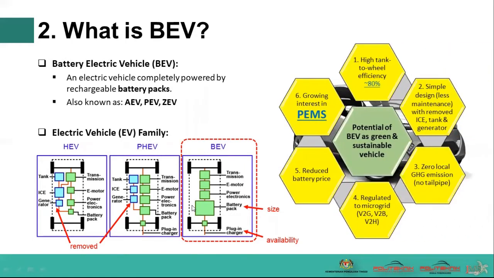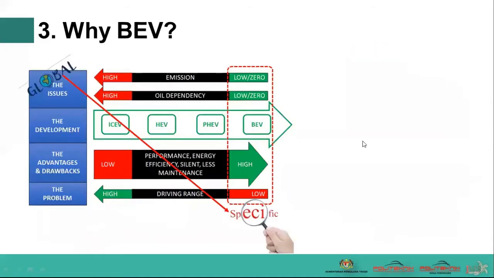The EV has a great potential as a clean and sustainable vehicle due to high tank-to-wheel efficiency, approximately 50%, simple design, less maintenance, zero local GHG emission, and can be integrated with microgrid, vehicle to grid, vehicle to building, vehicle to home. And the trend of reduced battery price and the growing interest in PMS is an advantage to the EV.